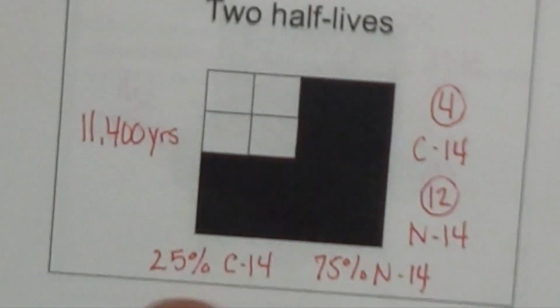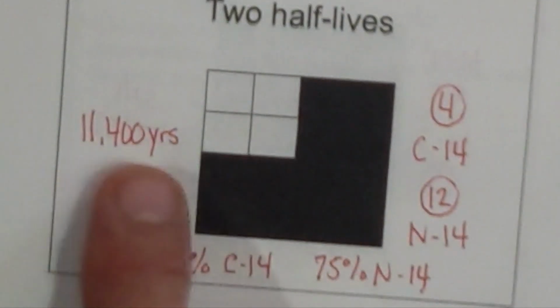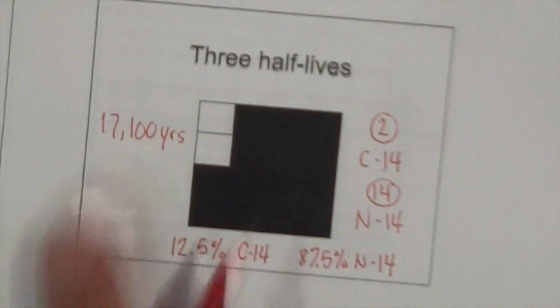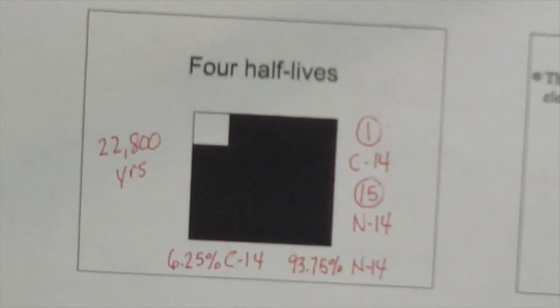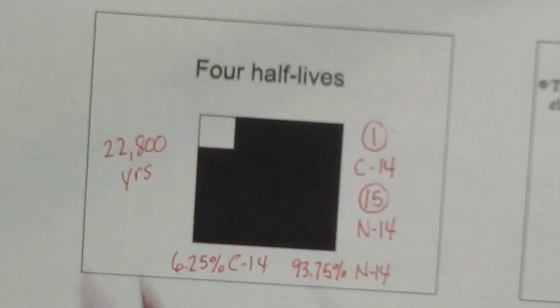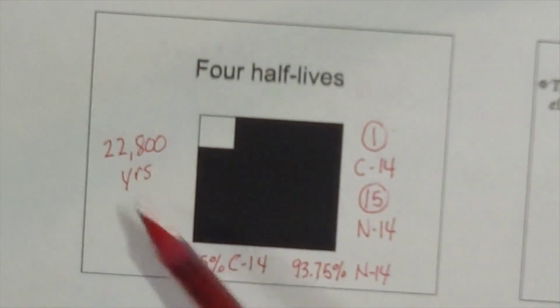Finding a fossil with 25% carbon-14 and 75% nitrogen-14 would indicate that fossil is 11,400 years old. A fossil with carbon-14 levels at 12.5% and nitrogen-14 levels at 87.5% indicates that the fossil is 17,100 years old. A fossil with 6.25% carbon-14 and 93.75% nitrogen-14 would be dated to be 22,800 years old.